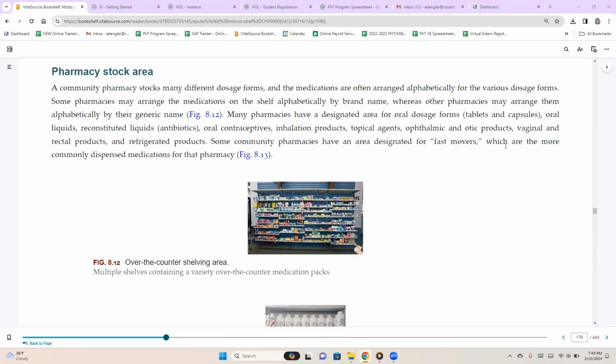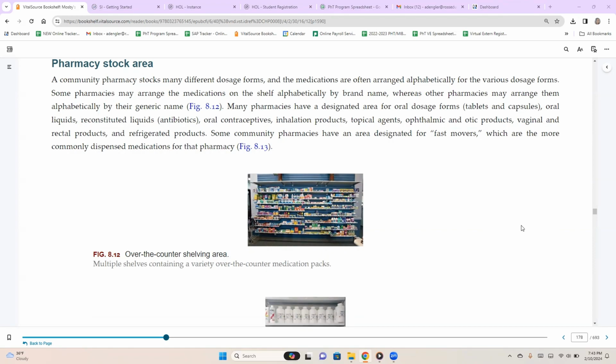A community pharmacy stocks many different dosage forms, and the medications are often arranged on the shelves alphabetically. Some may arrange on the shelf by brand name, whereas others may arrange alphabetically by their generic name. Many pharmacies have a designated area for oral dosage forms, tablets and capsules, oral liquids, reconstituted liquids, oral contraceptives, inhalation products, topical agents, ophthalmic and otic products, vaginal and rectal products, and refrigerated products. Some community pharmacies have an area designated for fast movers, which are the more commonly dispensed medications for that pharmacy.